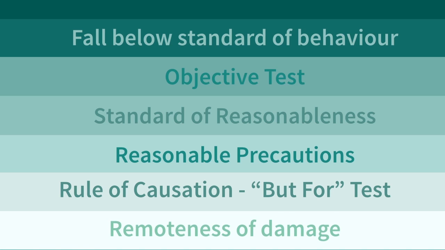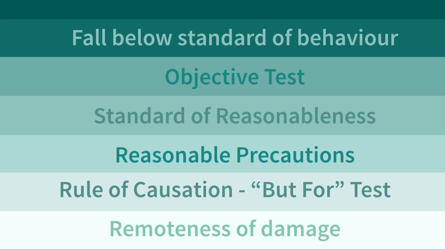Remoteness of damage. Here, the plaintiff must also prove that the defendant's breach is not too remote from the damage. This is a legal rather than factual test. The remoteness test in negligence is reasonable foreseeability. Was the kind of damage suffered reasonably foreseeable at the time the duty was breached? So long as the type of damage is reasonably foreseeable, it does not matter that it is more serious than the defendant could have foreseen.